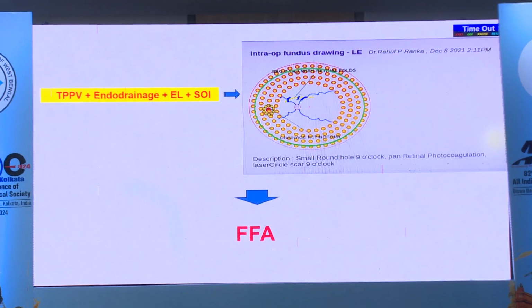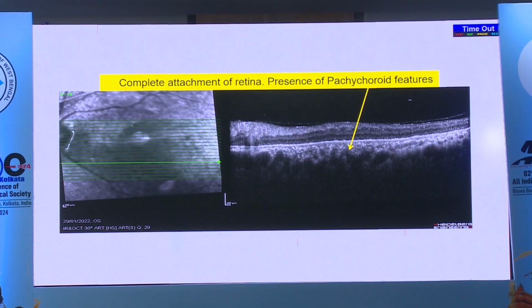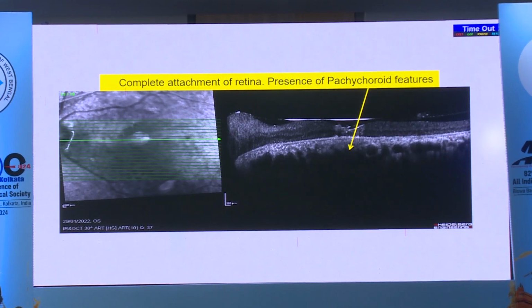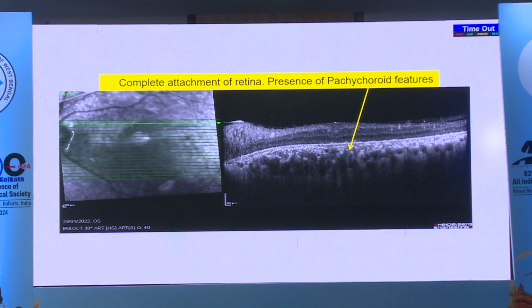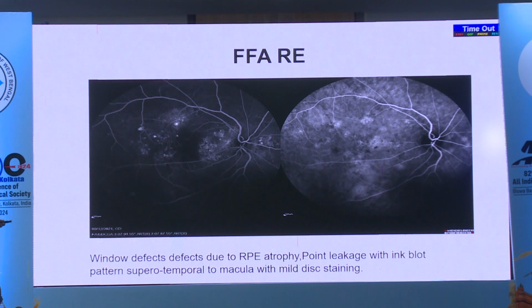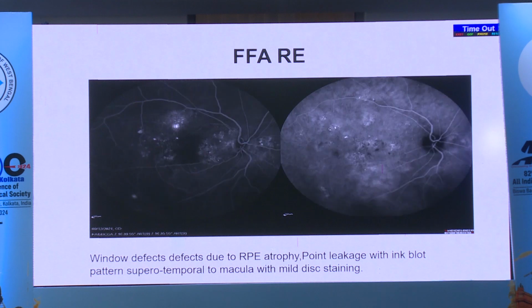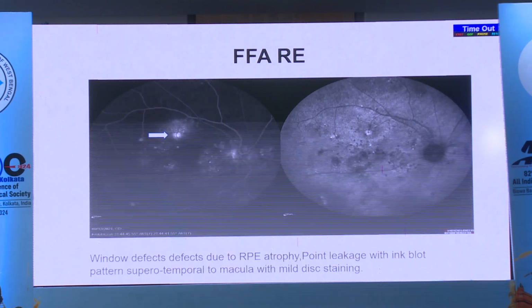And with macula off, we had to go for a vitrectomy and endo drainage and settle the retina, and under silicone oil attach the retina and then do a fluorescein angiography. It shows a diffuse RPE epitheliopathy and choroidal vascular hyperpermeability, giving the diagnosis of a chronic CSR in one eye, and you have a bullous exudative RD in the other eye.